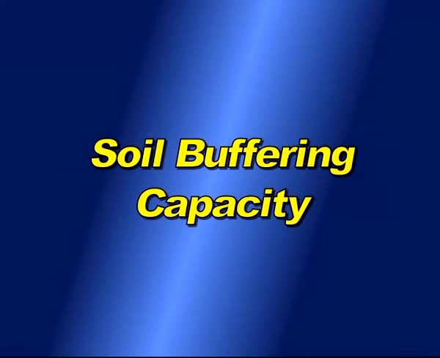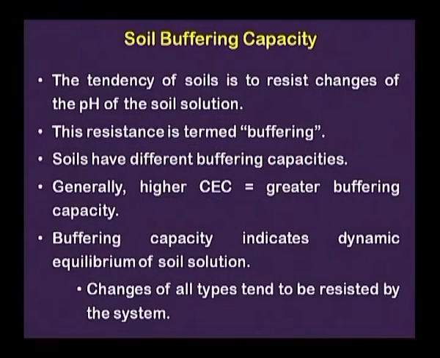Now comes soil buffering capacity. It is the tendency of soil to resist change of the pH of the soil solution. This resistance is termed as soil buffering. Soils have different buffering capacities. Generally, the higher the cation exchange capacity of soil, the greater the buffering capacity of the soil.